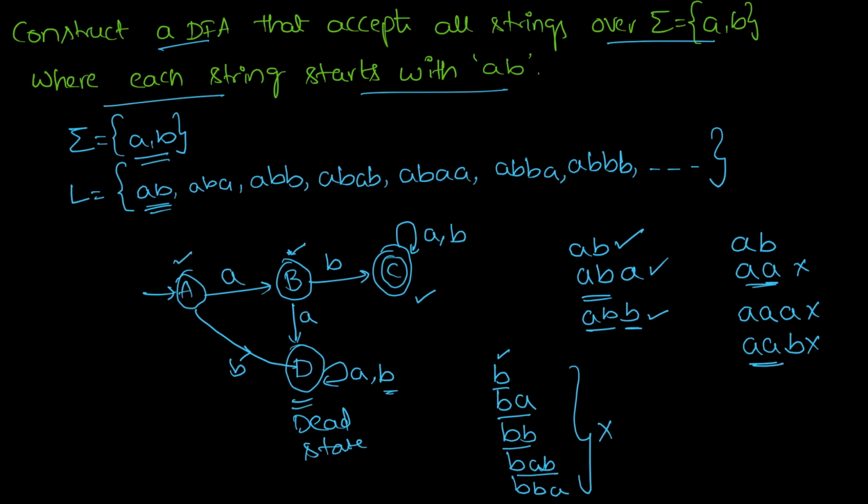So we can see the state A is also completed. I mean, from state A we have transitions over every symbol. So this is the minimal DFA for accepting strings starting with AB.